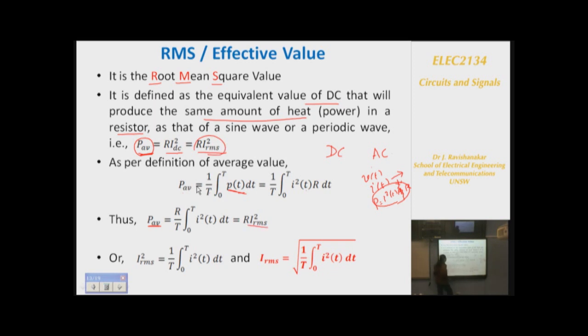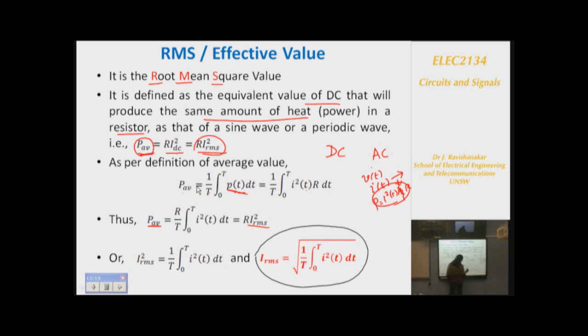So I equate that to this value, and comparing these two equations, we get I_RMS squared is equal to 1 by T integral of i squared t dt, since this R and this R get cancelled. Or we can say I_RMS is the root of 1 by T integral of i squared t dt. So it is the root mean square value.